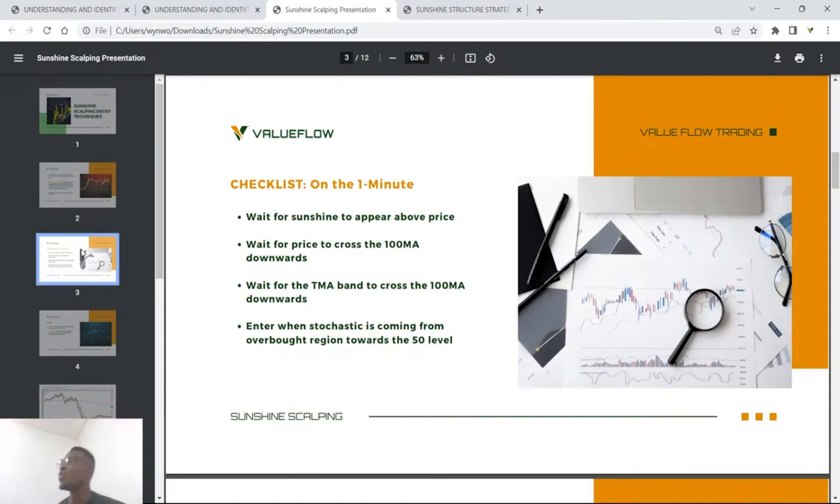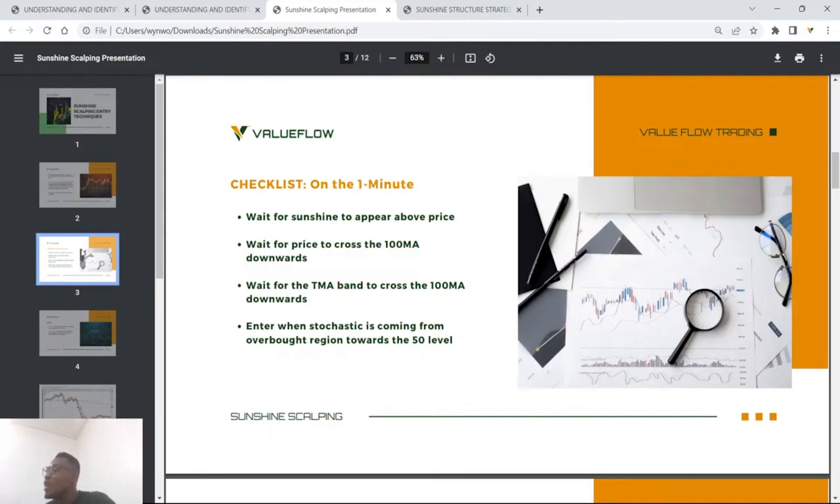So what now says sell? We wait for sunshine to appear above price. Currently above price. Then what next? We now wait for price to cross the 100 moving average. Notice we didn't mention the rest for now. We mentioned that price should cross the 100 moving average. Where? Downwards, not upwards. What makes traders lose is inability to have a checklist and to follow it. This is your checklist. This gives you a high probability setup.